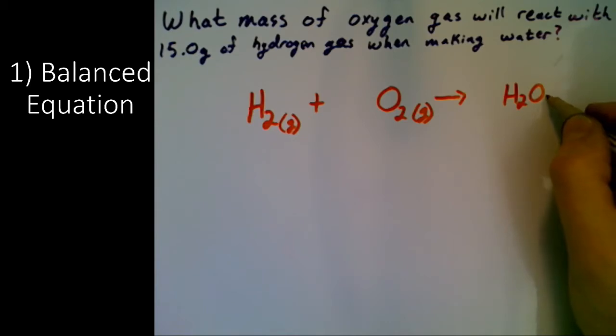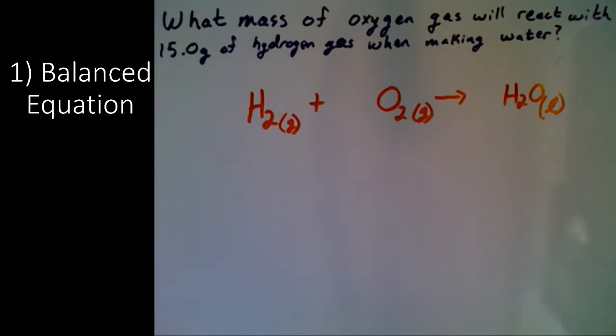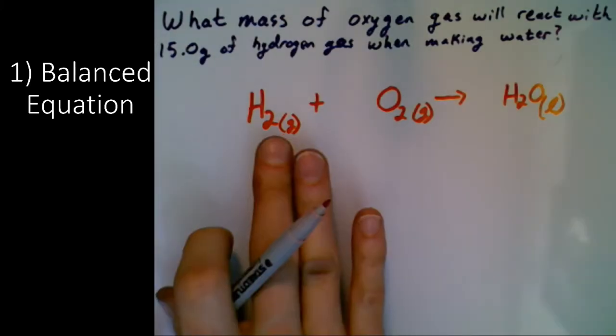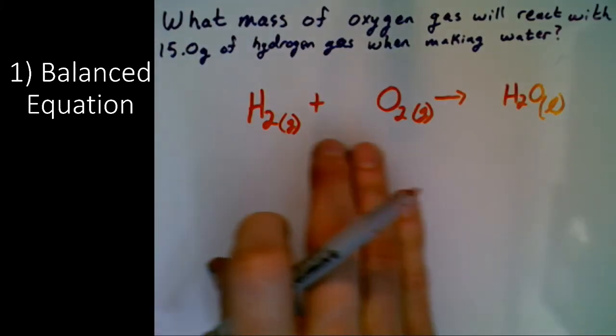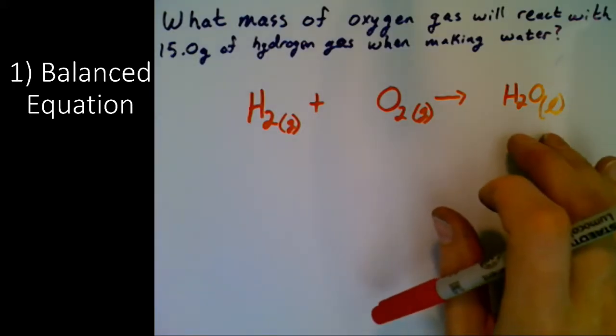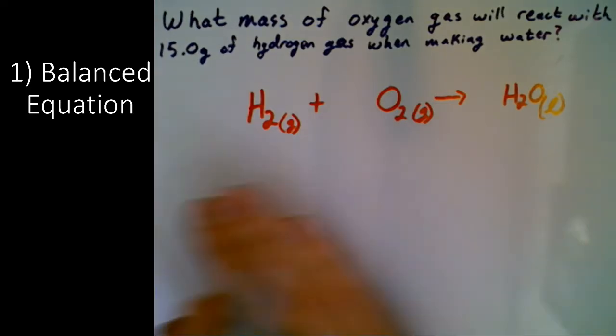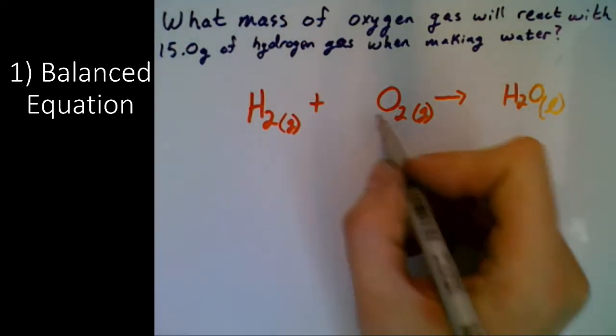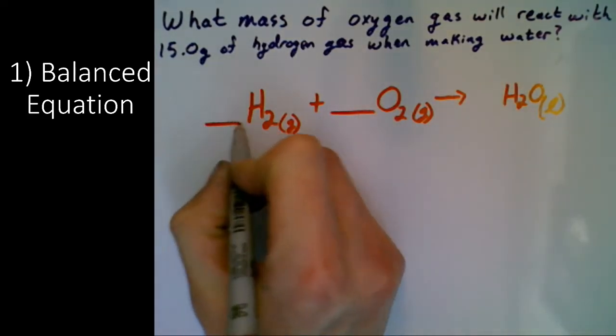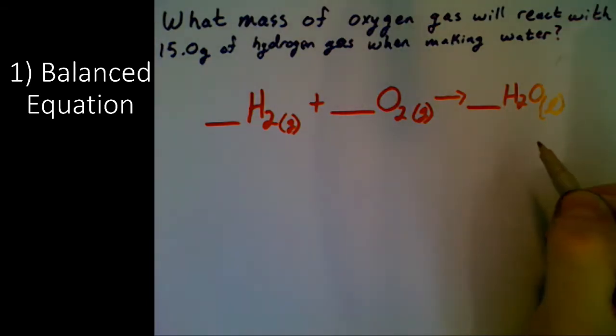Now, it doesn't tell us what state water's in, but let's make it a liquid for this reaction. So I now have my equation. Hydrogen reacts with oxygen to make water, but this is not balanced. So we need to balance this equation before we can go any further.